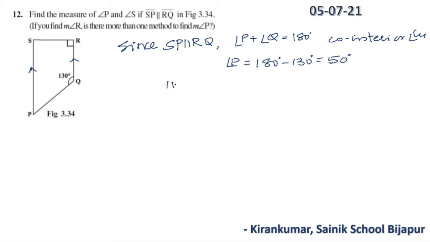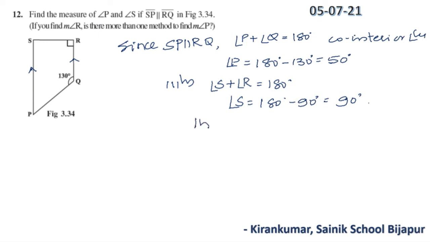Similarly, angle S plus angle R is 180 degrees. They are also co-interior. So angle S will be equal to 180 degrees minus 90 degrees, which is 90 degrees. Thus, angle P is 50 and angle S is 90 degree. This is how we find angle P and angle S.